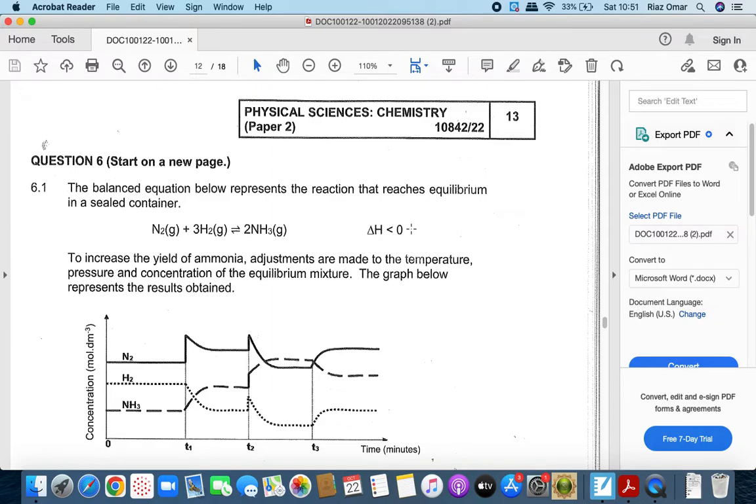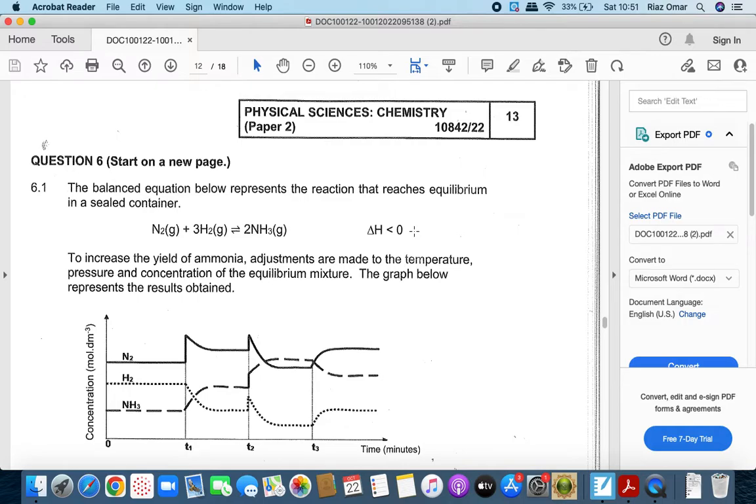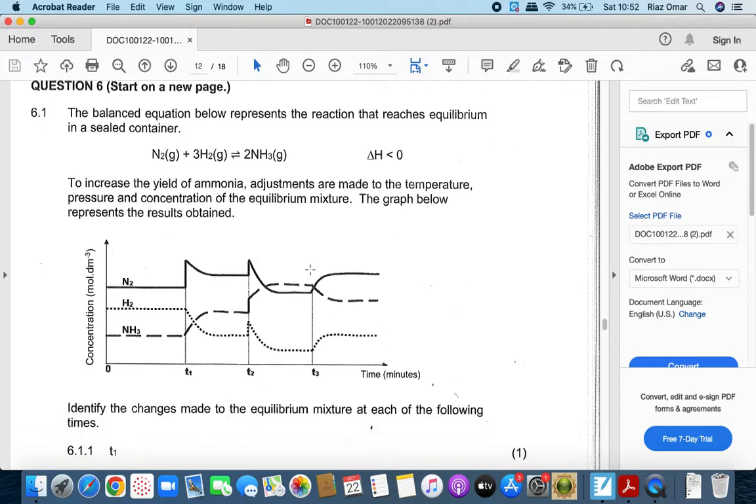Now when delta H is less than 0, you should write down here next to it exothermic. Write here exothermic next to it. So you know that the forward reaction is exothermic. Now that we know that the forward reaction is exothermic, let's look at the question. To increase the yield of ammonia, adjustments are made to the temperature, pressure and concentration of the equilibrium mixture. The graph below represents the results obtained.